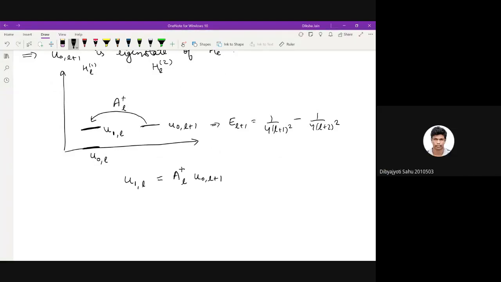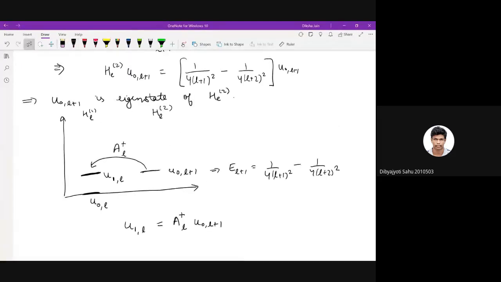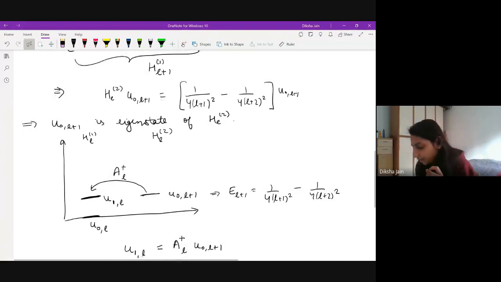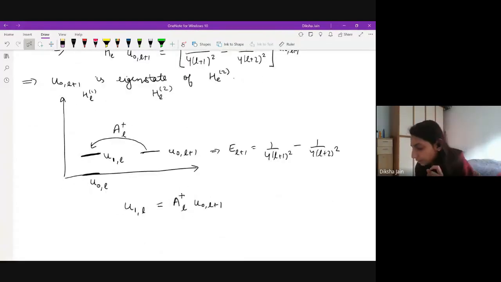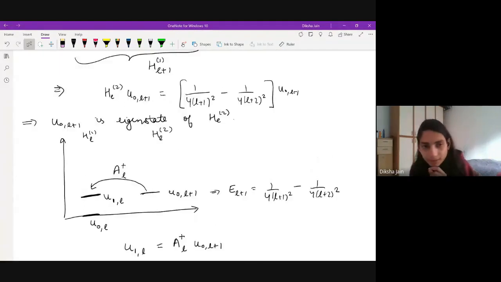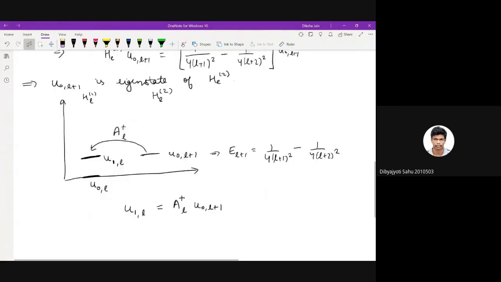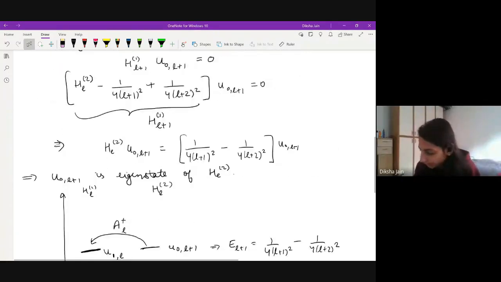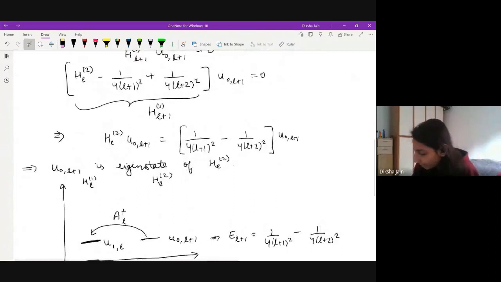Ma'am, we just found that H2 of L has an eigenstate U0 of L plus 1, but this is not really proof that it is the ground state of H2 of L? Right, you want to know whether this is the minimum energy state of H2 of L. That is the right question, because then it will correspond to the first excited state; otherwise, it will not correspond to the first excited state.